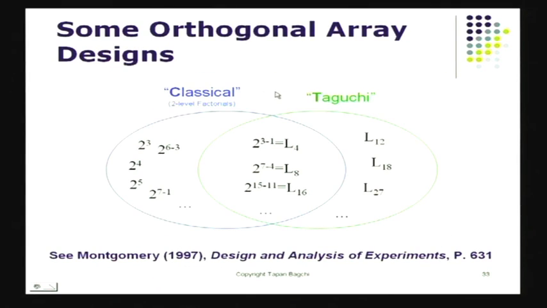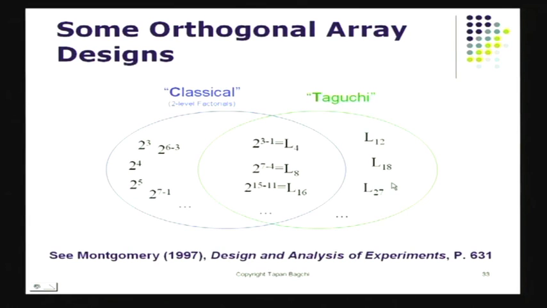There is clearly a correspondence between the classical 2-level factorial designs and Taguchi's designs. Taguchi's designs have just been popularized by Taguchi. That's why they are called Taguchi matrix. They are identical to classical matrix. And Taguchi has provided some additional matrices also. That's one of the things Taguchi has done.